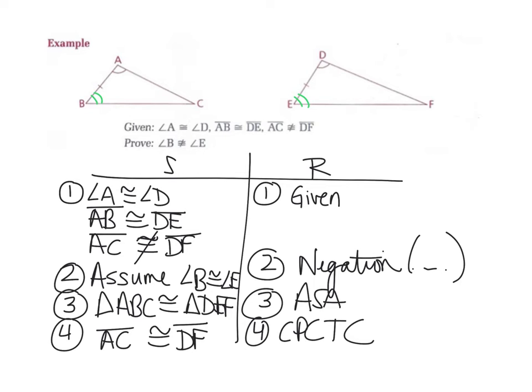Again, you can write this in your own words, but you definitely would have to write in words at the bottom, just a sentence. But contradiction would be an easy way. Right, by contradiction, this is impossible since in our given it says segment AC is congruent to segment DF. Therefore proving angle B is not congruent to angle E. And that's what we would say.